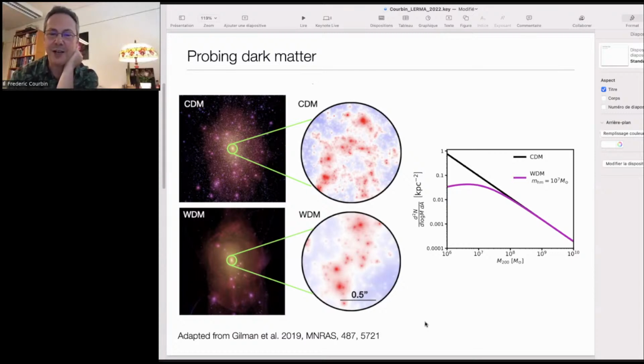The quick forecast we have is that if we can detect 1,000 halos at 10⁷, we can discriminate between CDM and WDM at 20 sigma. Very good. But remember that for now we have 3 or 4 halos, so there is work. Yes, with that I finish.